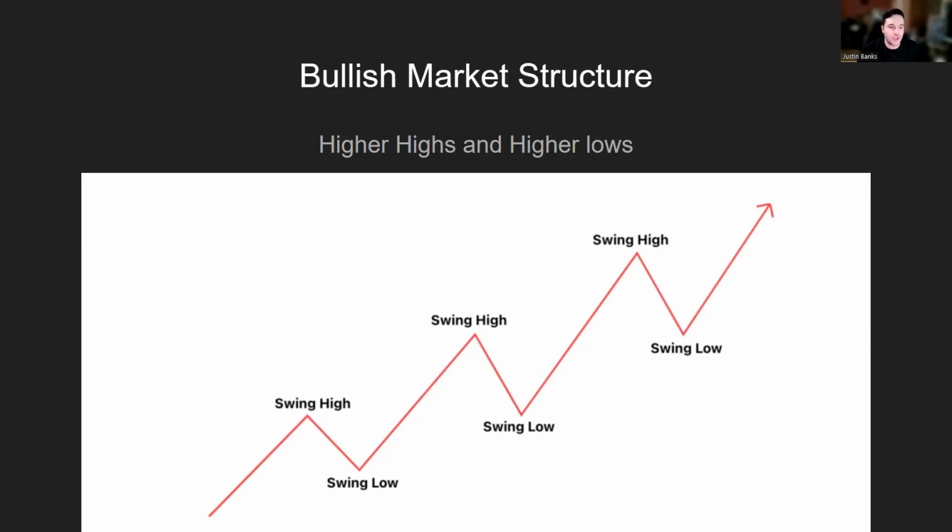Bullish market structure. How do we know if we are in a bullish market structure? Well, to break it down very simply, we are going to have a higher high, higher low, higher high, higher low, higher high, higher low. This is going to be a bullish market structure. So when we're in an uptrend, or when we say we're in a bullish market, you're going to see higher highs, higher lows, higher highs, higher lows within that price action.